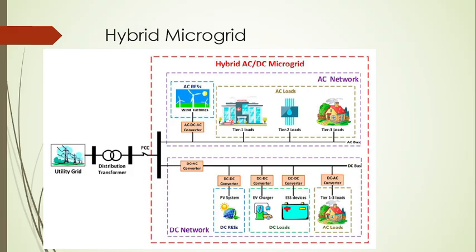The next structure is called a hybrid microgrid, which has both an AC bus and a DC bus. These AC and DC buses are connected to a hub bus, and the DC bus is connected to the main bus through the DC to AC converter, and this is connected to the utility grid via the distribution transformer. Here we have two buses, and based upon our requirement, we can give the input supply as well as take the loads accordingly.